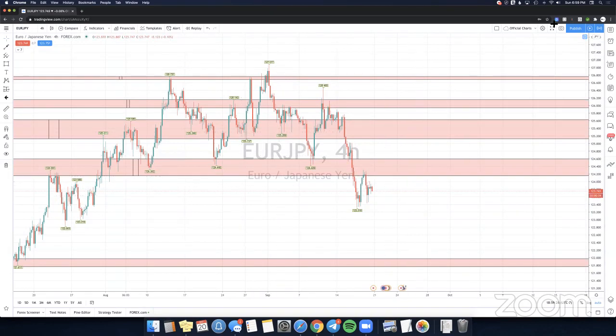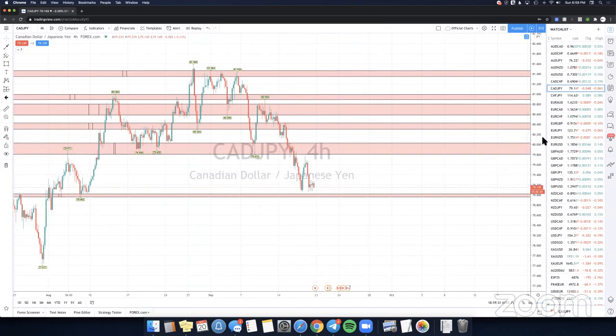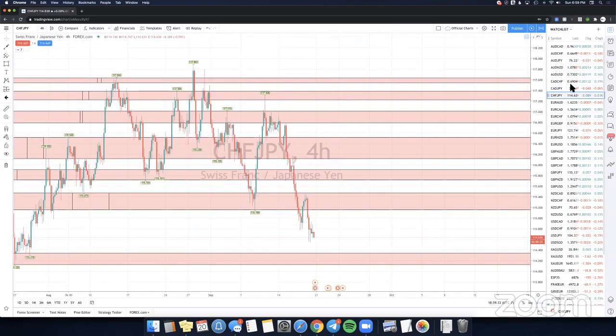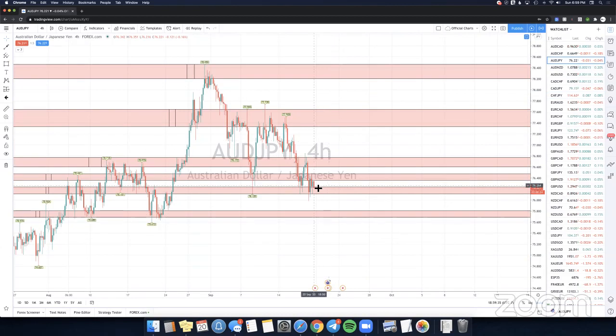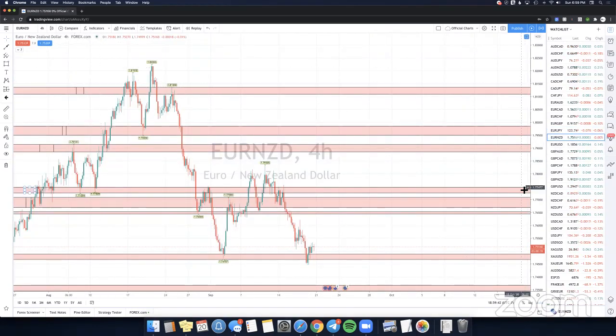This looks like a great pair. It looks like all of the JPY pairs are actually dropping. So CAD JPY is dropping. CHF JPY is dropping. So our JPY pairs, they're literally all dropping. So this might be a good sell right here if they continue to drop. But yeah, so that's EJ.